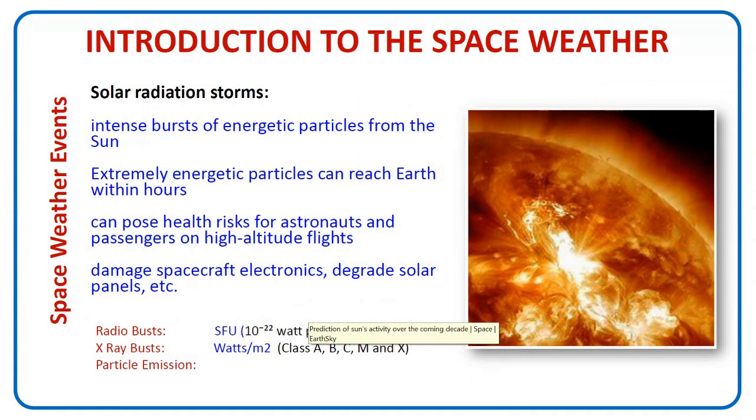There are different levels of storm. There are radio bursts which are measured in SFU, the solar flux units. There are X-rays, as I have mentioned. As it emits in radio waves, it also emits in X-rays. So X-rays are measured in watts per meter square. There are class A, class B, class C, class M, and class X. Class X is the highest amount. It is 10 to the power minus 4 watts per meter square. Then if it is say 5 into 10 to the power minus 4, we call it X5 or 5.0x.